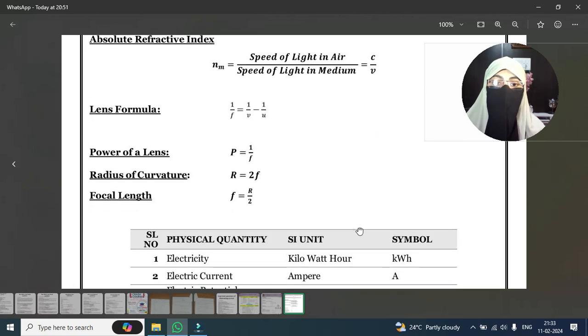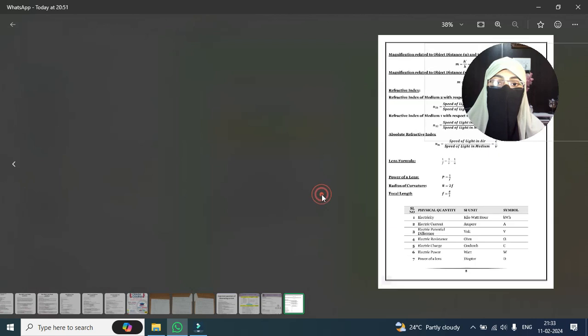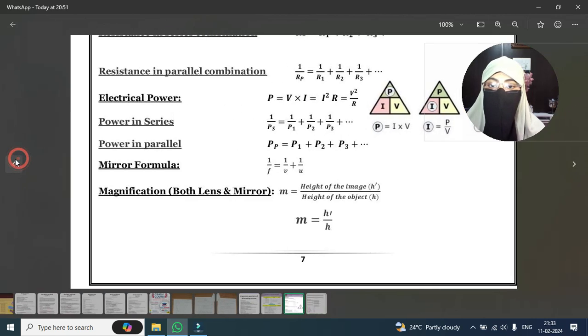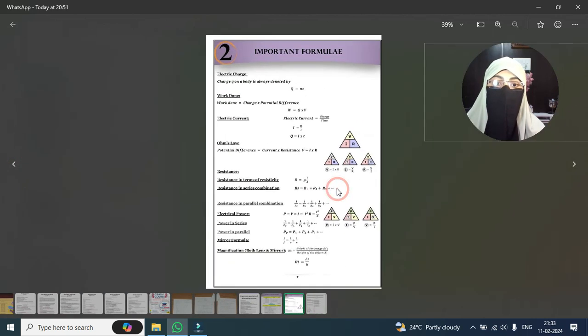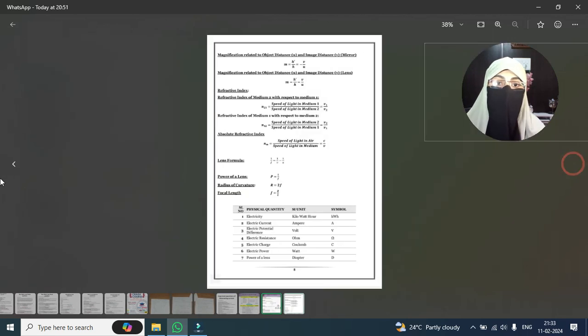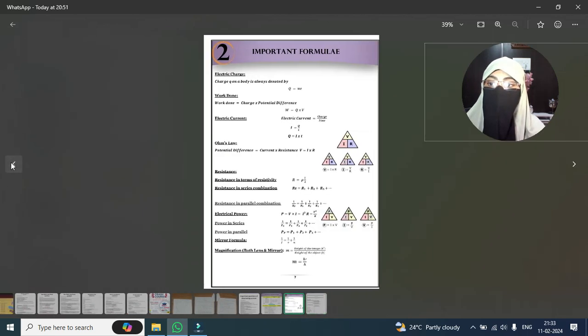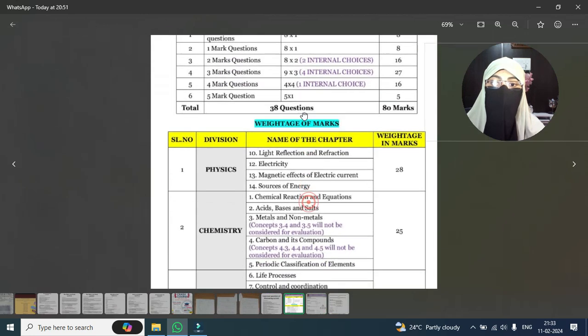So this was the list of the important formulas for the students, which will be helpful for them to solve the numericals. So in this video, we have just discussed the paper pattern and the important formulas for the students.